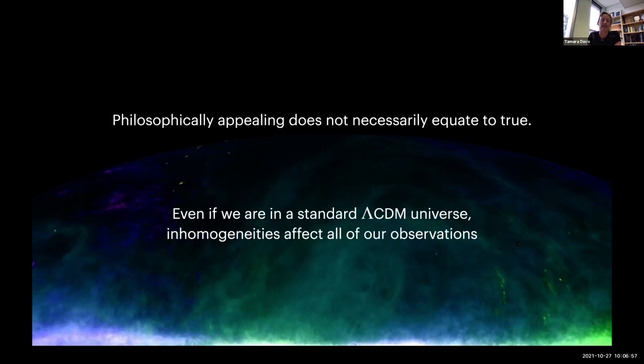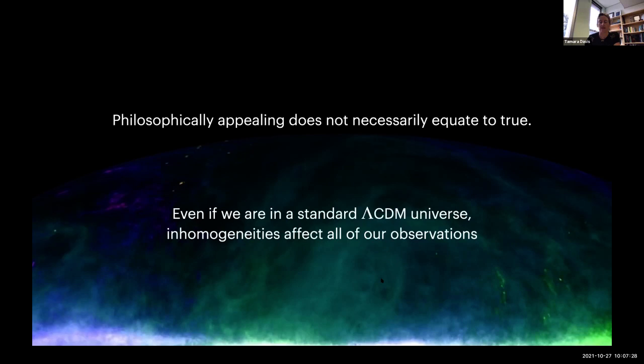And the sort of point that I'm going to look at for most of this talk is a lot of questioning whether we live in a lambda CDM universe. I'm going to look at the perspective of if we do, how do the inhomogeneities affect our observations? Because even if we do live in a lambda CDM universe, we know that the inhomogeneities are affecting what we see. In fact, we use the inhomogeneities as most of the probes that we use. So how can they affect some of our observations?